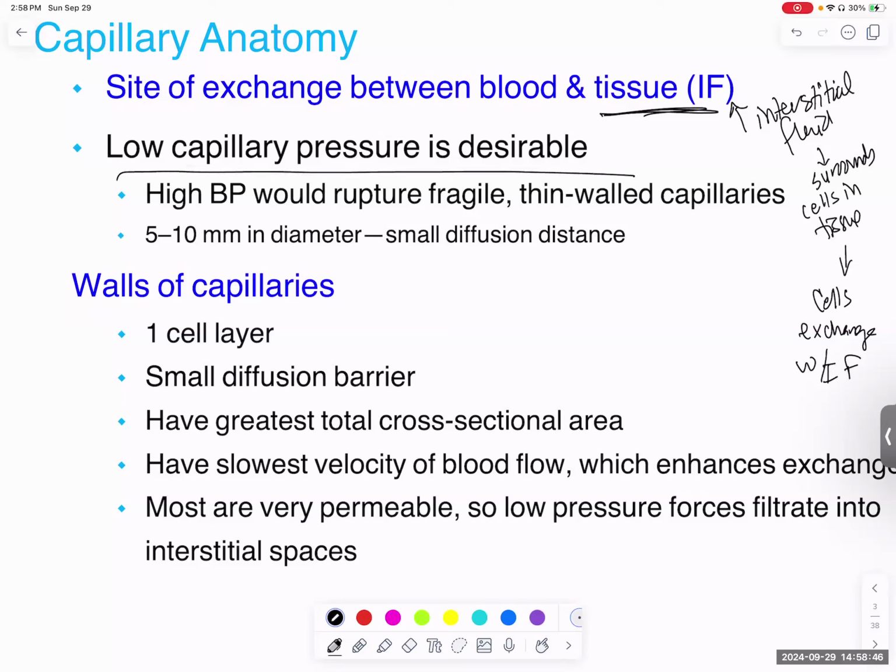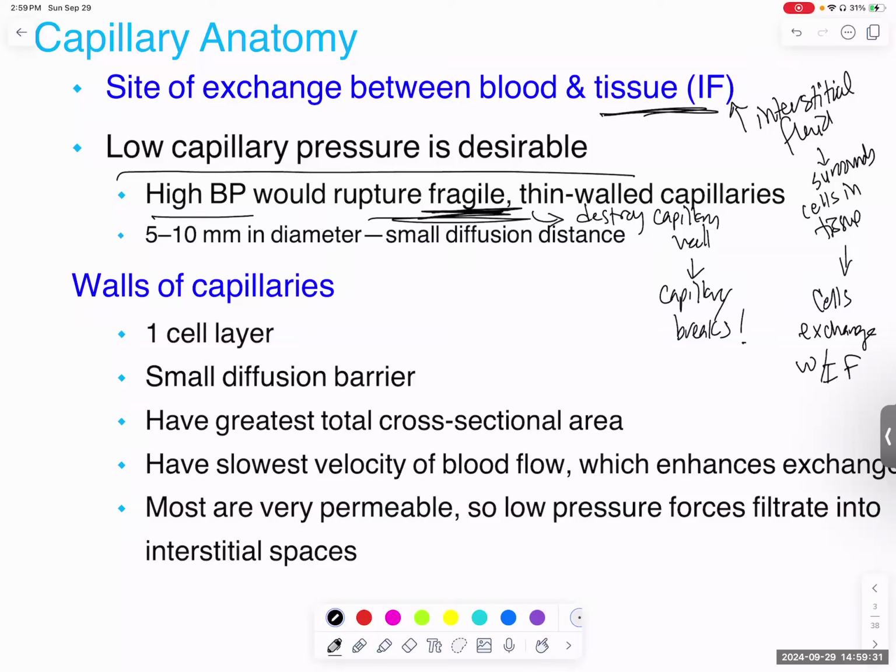Low capillary pressure. Why? If there's high pressure going into a capillary, the capillary walls are super thin and really fragile. So if you have a lot of pressure in that blood going into the capillary, it's going to destroy the capillary wall, meaning the capillary breaks. That's bad, right? Now you don't have a way to get that blood back into the venous end because there's nothing connecting the arterial end to the venous end. So high blood pressure can cause capillaries to break.